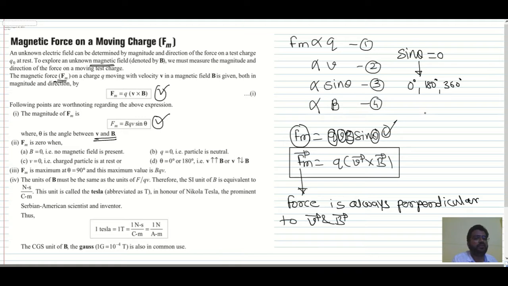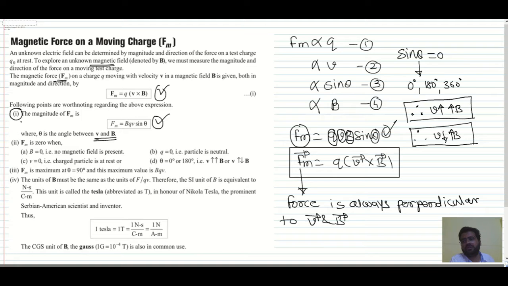So over here, therefore, we can write: when velocity and the magnetic field are in the same direction, then the force between them is 0, or else if velocity and the magnetic field are in the opposite direction, then also the force on it will be 0. So that is the first point, the magnitude. Second point, Fm will be 0 when B is equal to 0, Q is equal to 0, V is equal to 0, or the angle between them is 0, 180, 360, and so on and so forth.